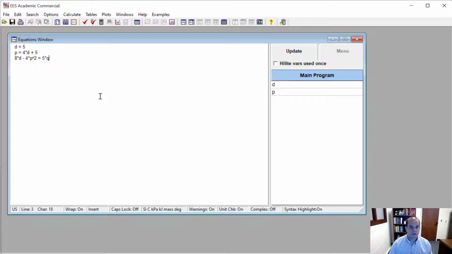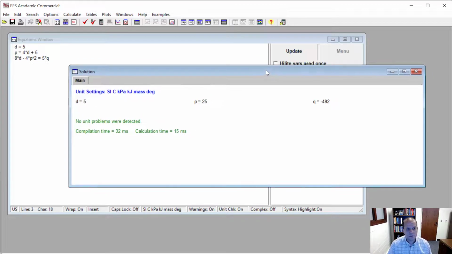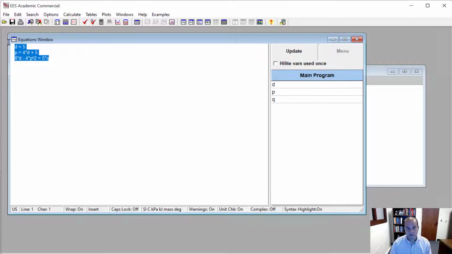But in many cases we have equations that are much more difficult to solve explicitly in terms of this new variable, whatever it happens to be. And EES can handle that in the background. There's a few caveats to that, but it's basically just solving your system of equations as you have them written down. So I can hit the calculate button and I get a value for q, and that's what I would get if I solved this by hand and manipulated it algebraically to get in terms of q and substitute values for d and p. And so that's one benefit that you have with this software is, again, you can just write down a system of equations.